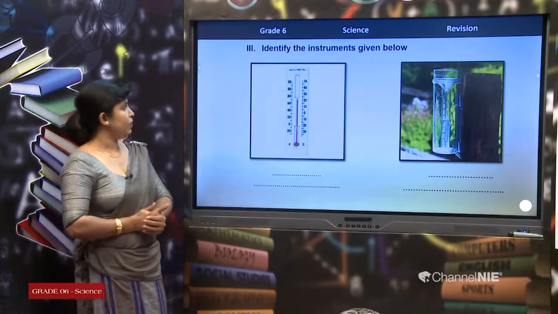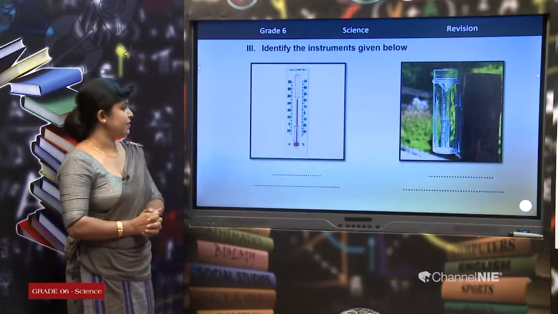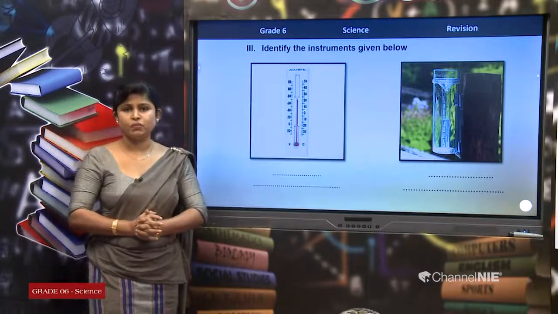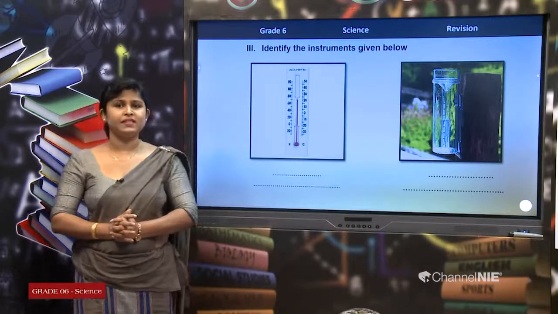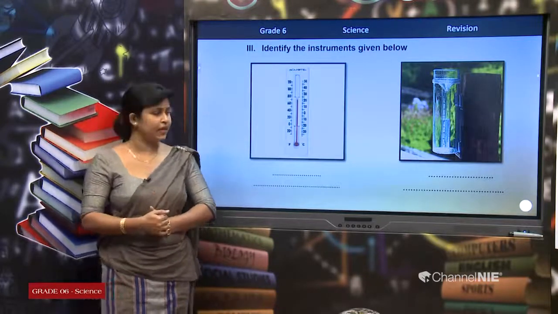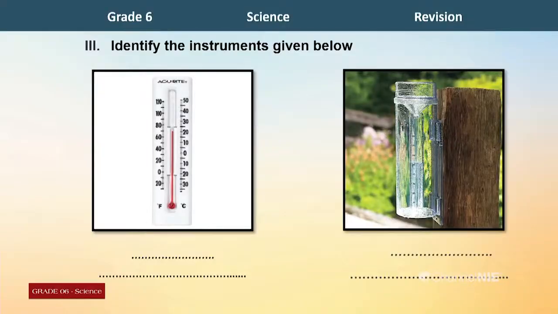Right, I have given you here some instruments. These instruments are used to measure the factors that we discussed in the earlier slide. Look at the first one. Can you identify the picture? Yes, it is a thermometer. Thermometers are used to measure the temperature. There are different types of thermometers.